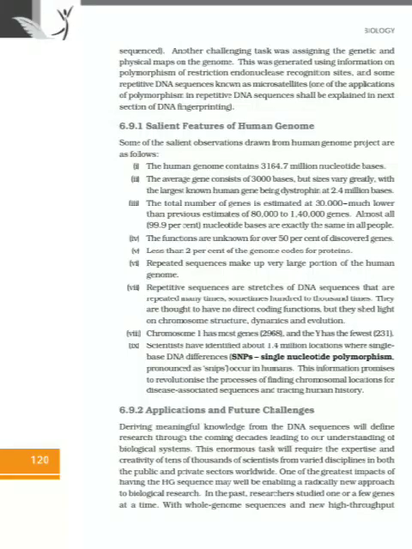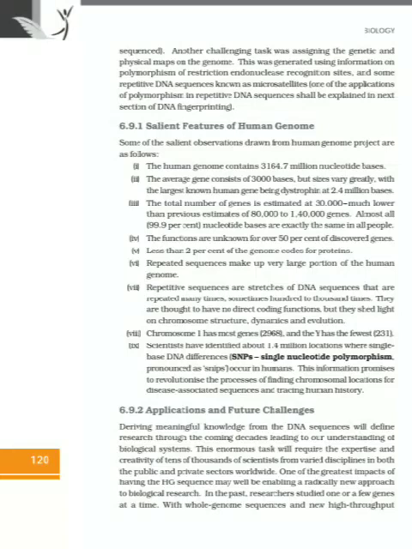Salient features of the human genome. Some of the salient observations drawn from the Human Genome Project are as follows. The human genome contains 3164.7 million nucleotide bases. The average gene consists of 3000 bases, but sizes vary greatly, with the largest known human gene being dystrophin at 2.4 million bases.